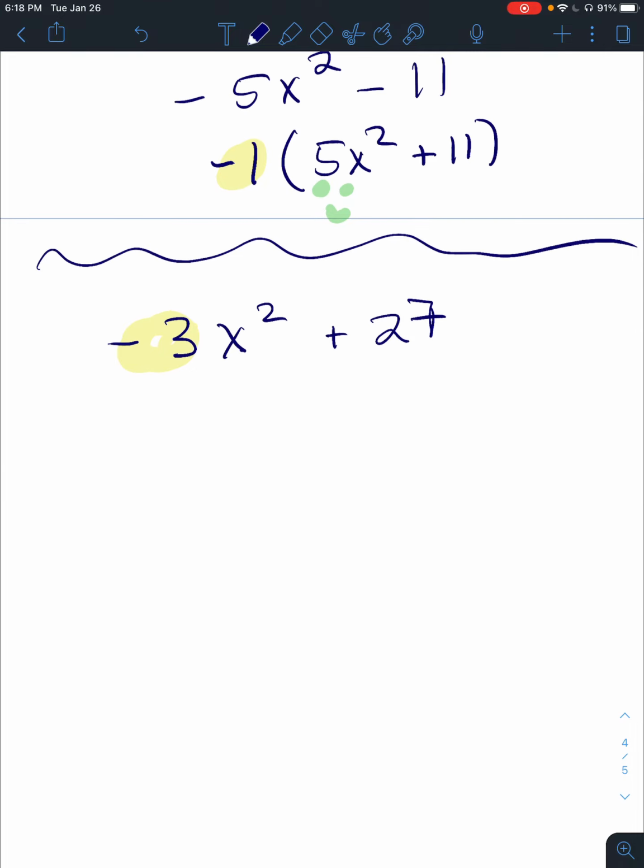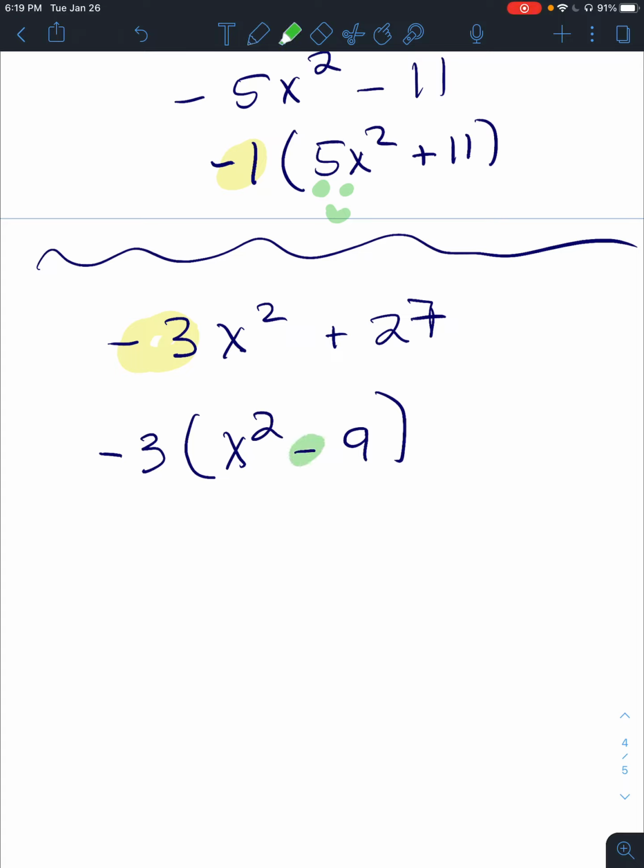So, going back to this example, there's two things that you can factor out. Not only can you factor out a negative 1, you can actually factor out a number. So instead of factoring them out separately, we're going to do it together. 3 and 27 both have 3 in common. So I'm actually going to factor out a negative 3. Negative 3 times what gives you negative 3x squared? x squared. Negative 3 times what gives you positive 27? Negative 9.